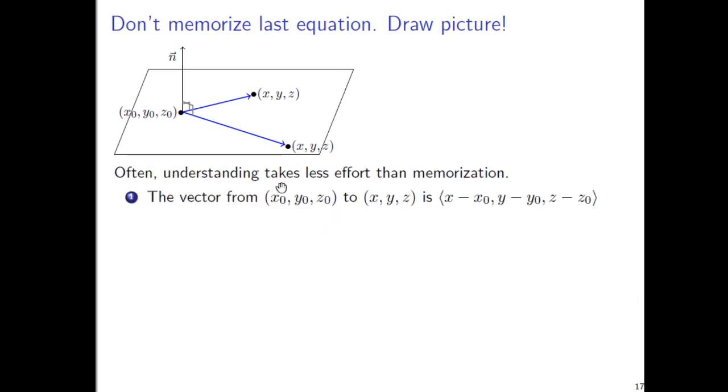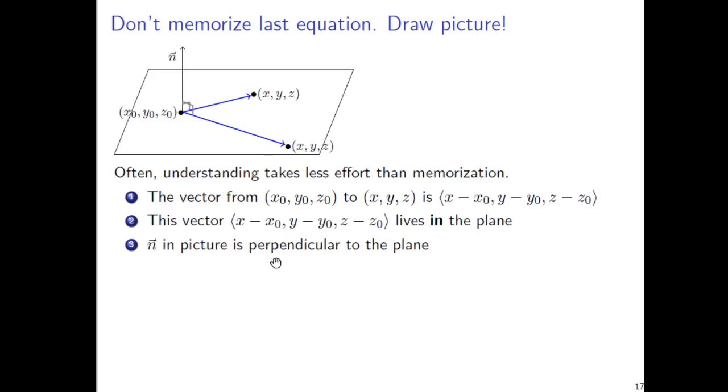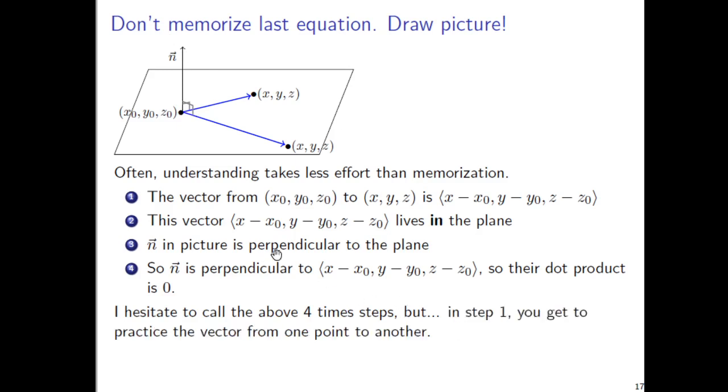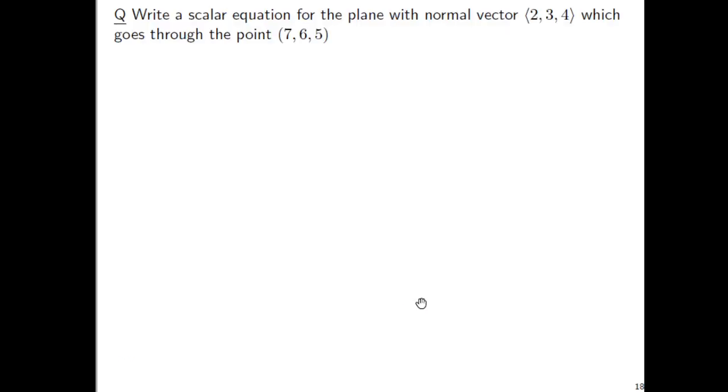What's really going on here, right? So just to spell out the details, the vector from this point to one of these generic points is this. That vector lives in the plane, and so it has to be perpendicular to n. And so because the blue vector, or one of the blue vectors, has to be perpendicular to the normal vector, when you dot product, you get zero. So I don't even want to call these four steps, right? I want you to just think about what's going on and apply a process. So in step one, you practice, for instance, getting a vector that is created from one point to another point. And in step four, you practice the orthogonal vectors theorem. So that's just much better.